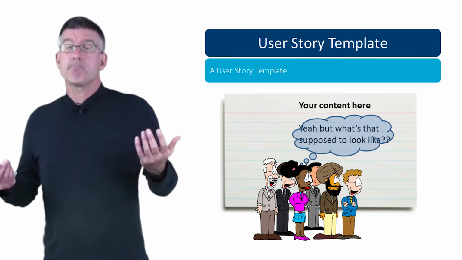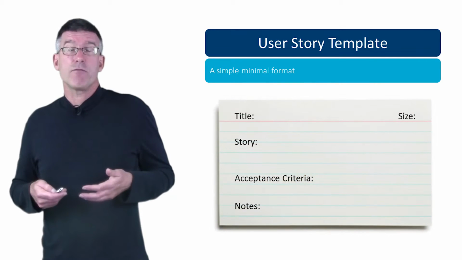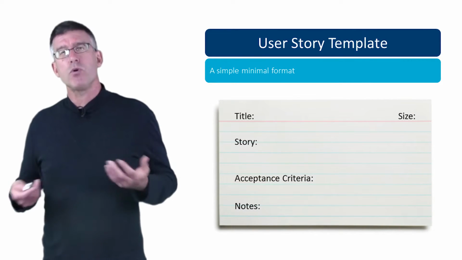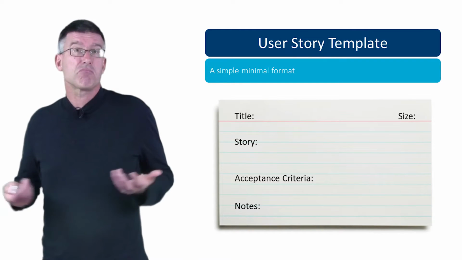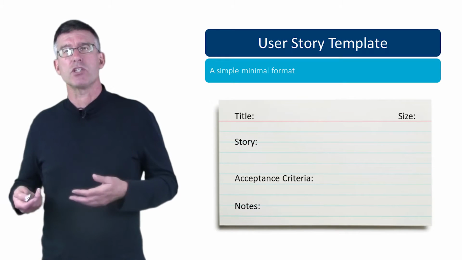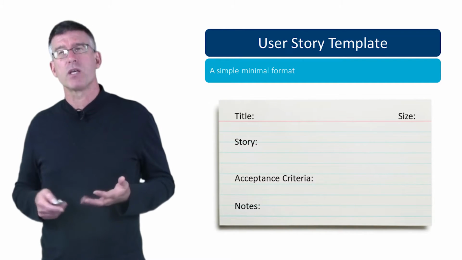Now, I've seen user story templates with like 10, 15, 20 fields. This one here has 5. Most of those fields are location dependent. Within an organization, there's information you need to track. But here's what I think you need to track minimally.